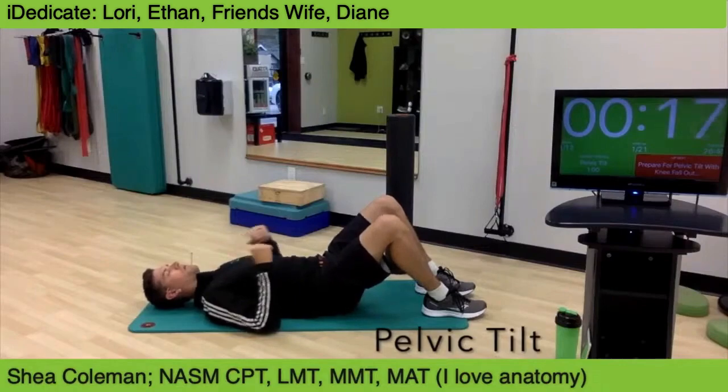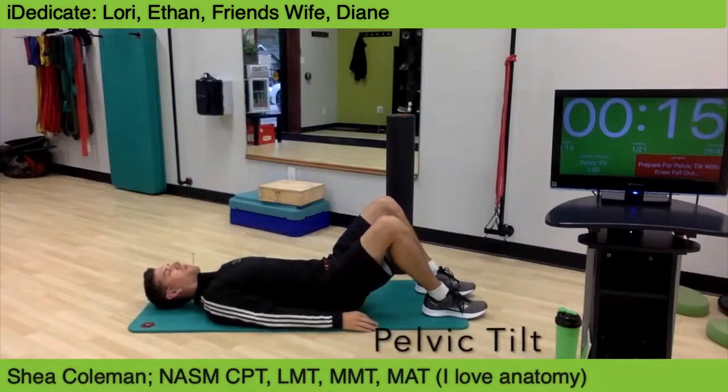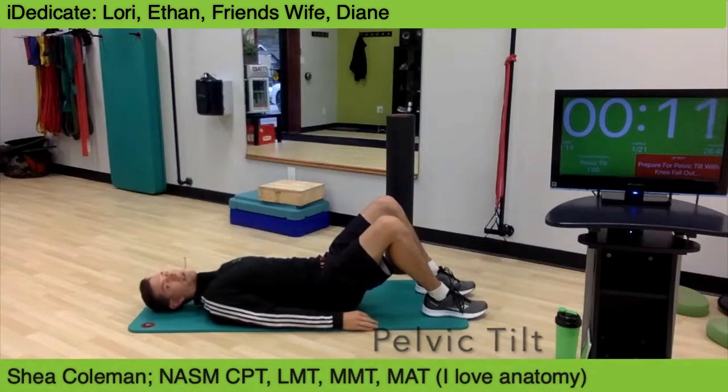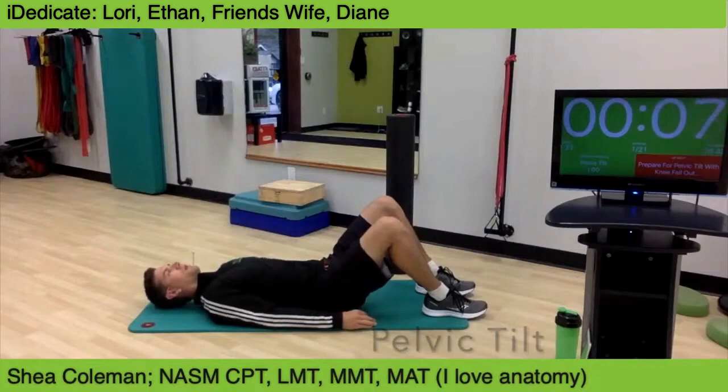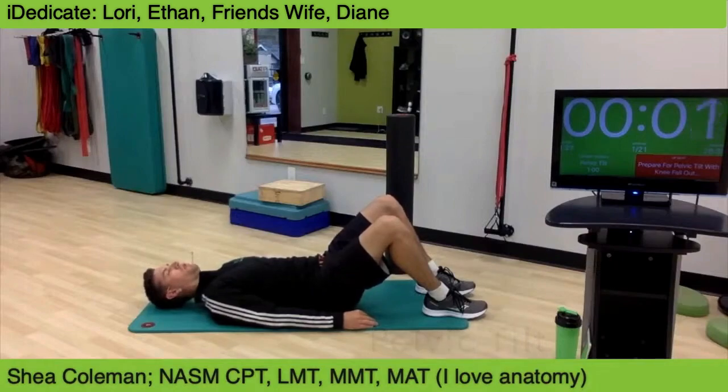Now, we call it a pelvic tilt because it should roll the pelvis so your tailbone's lifting off the floor. Do not make that happen by pushing your feet in the ground. We want light feet. Make it just come from the core, pinning the belt to the floor. 3, 2, 1.